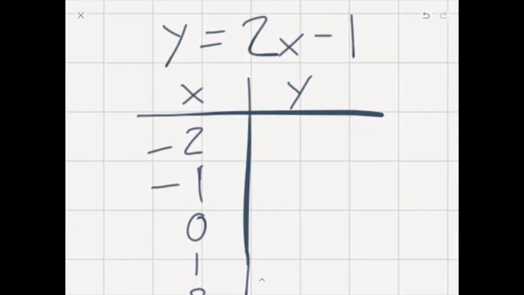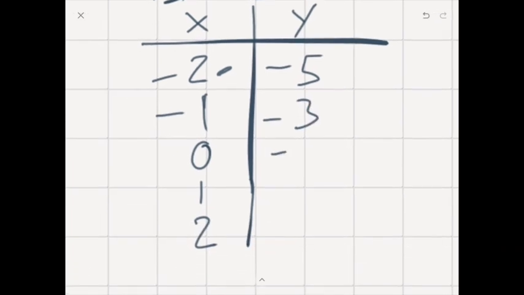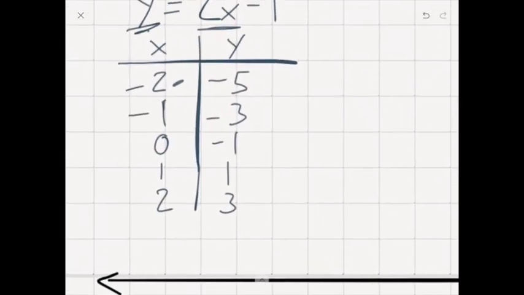So if we go to our equation, it's 2 times x minus 1. So if x is -2, 2 times -2 is -4, minus another 1 is -5. That would be my y value over here. -1, 2 times -1 is -2, minus 1 is -3. And I'd keep going, filling in all my values. 0 is going to end up being -1, and, sorry, that's not right, 1 is going to end up being 1, and 2 is going to end up being 3.